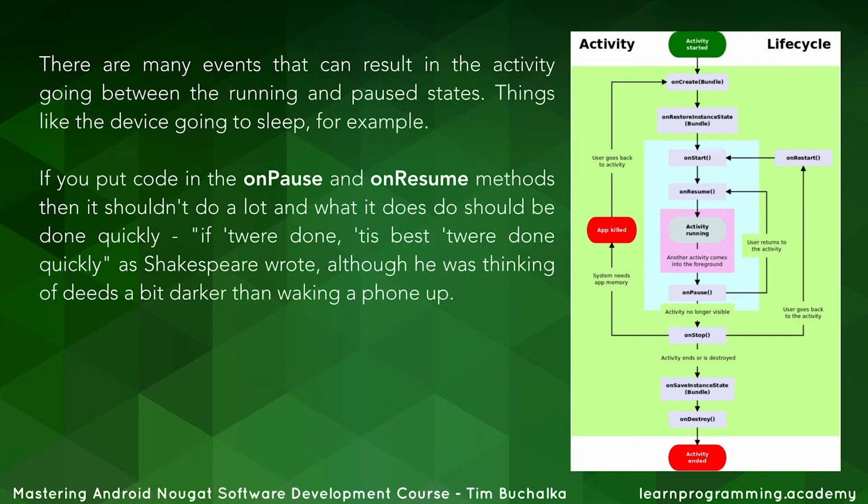Now there are many events that can result in the activity going between the running and the paused states. So things like the device going to sleep, for example. If you put code in the onPause and the onResume methods, then it shouldn't do a lot, and what it does do should be done quickly. If 'twere done, 'tis best 'twere done quickly, as Shakespeare wrote, although he's probably thinking of deeds a bit darker than waking a phone up. The point is, in those methods, you can't really spend a lot of time and do heavy processing. We've got to keep processing to a minimum before the system takes over and either pauses or resumes.